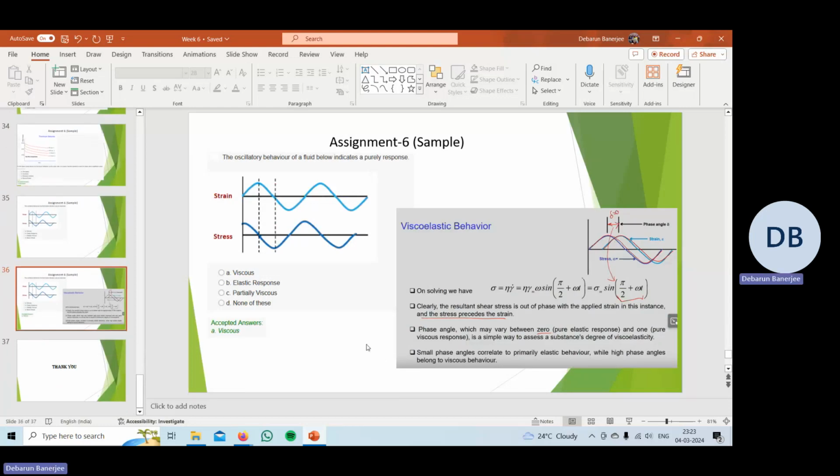The correct answer is viscous. If you see this particular phase difference, the phase angle, if it is small, small phase angles correlate to primarily elastic behavior, and a high phase angle belongs to the viscous behavior.